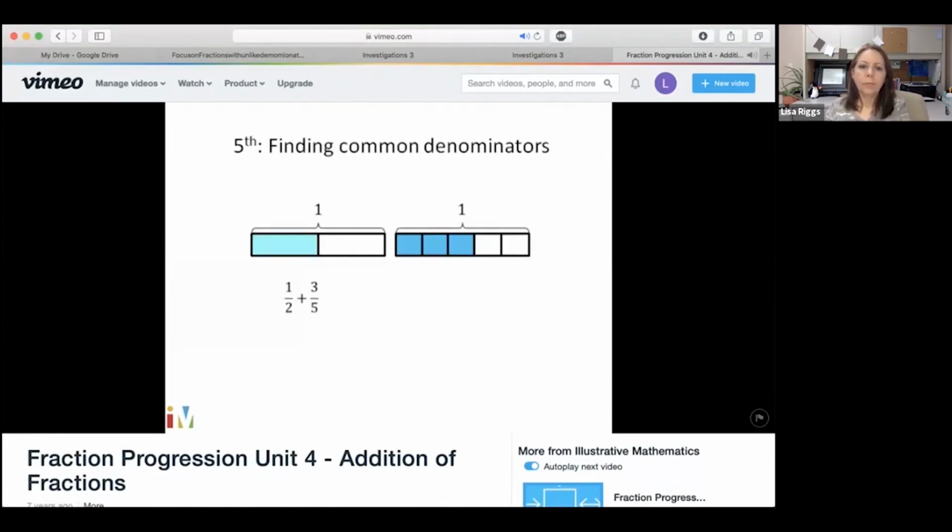Fifth grade is when students understand and explain why we find a common denominator when we add fractions with different denominators. Let's go through another example. If we want to add 1/2 and 3/5, we can partition the halves into 5 equal pieces to see that 1/2 is the same as 5/10. Then we partition each fifth into 2 equal pieces.